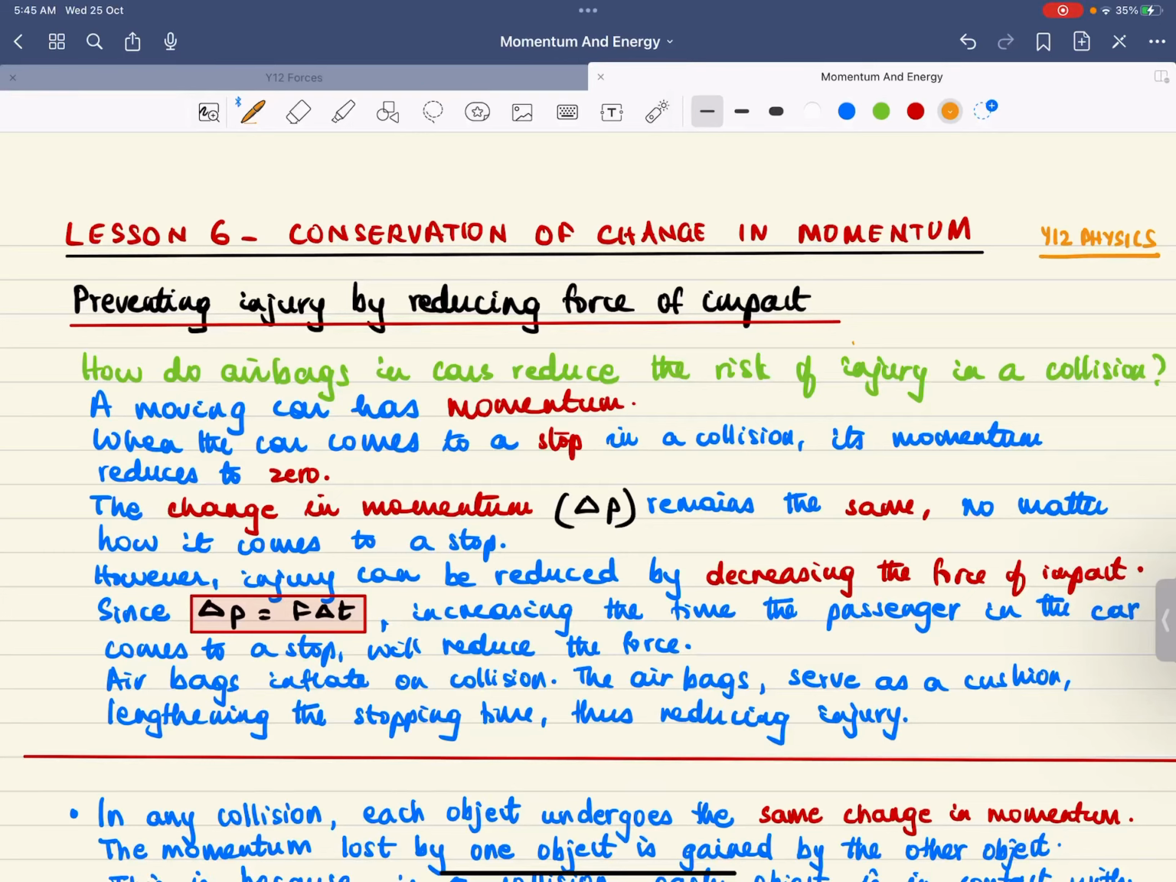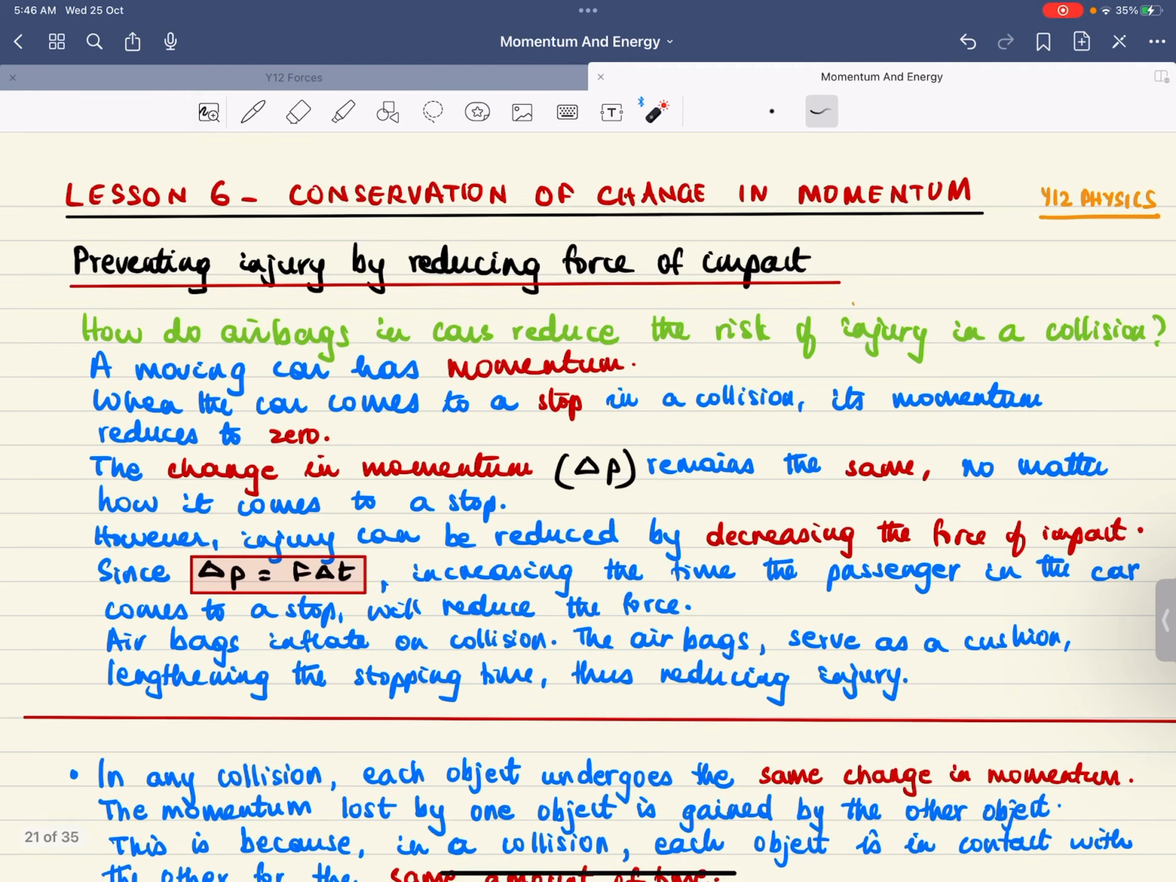John back with you once again, and this is lesson 6 for year 12 physics, and this lesson is looking at the theory behind the conservation of the change in momentum, and these are normally written examples, explanations. So I've given you a couple of model answers to answer some questions.